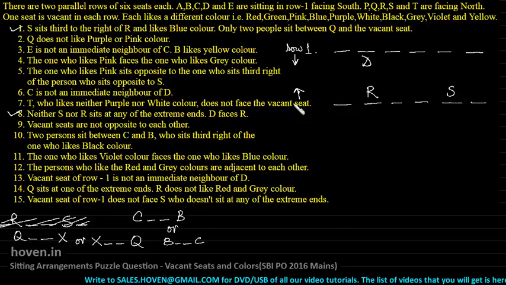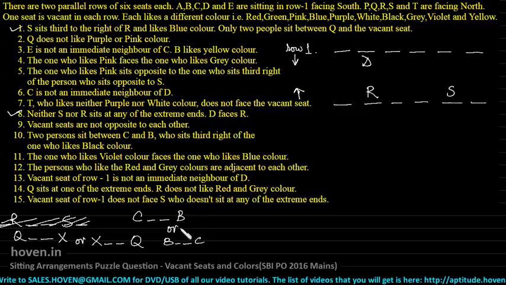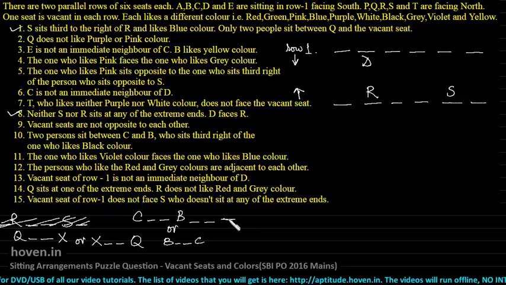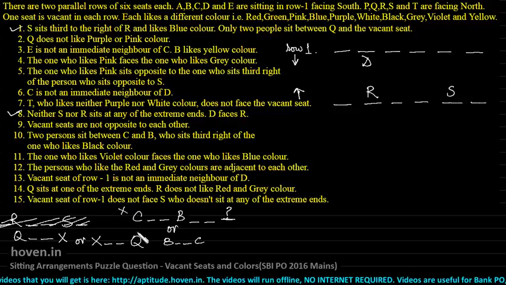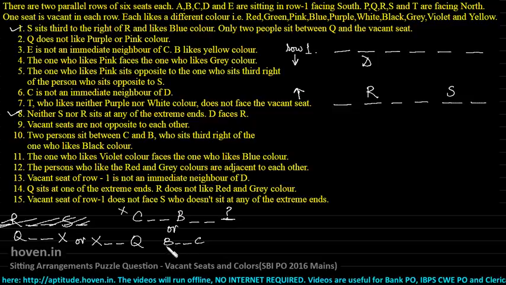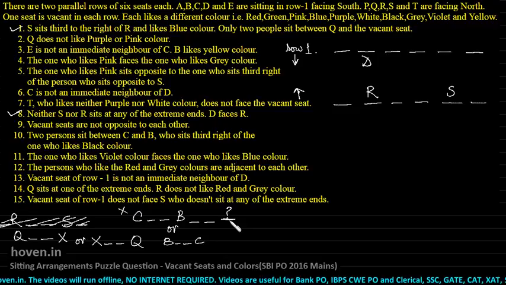Now C and B, they belong to row 1. So if B is to sit to the right of anybody and third right, that means that person should be sitting at this place. Now is it possible? 1, 2, 3, 4, 5, 6, 7. So this is not possible. This means that B cannot have that person to the right side if this condition is to be met.